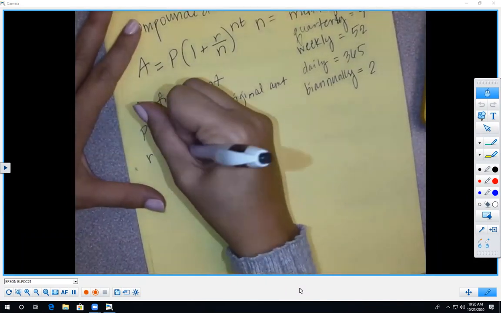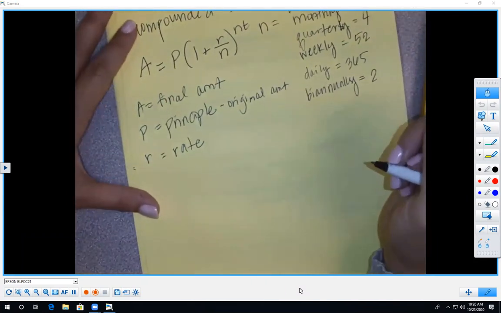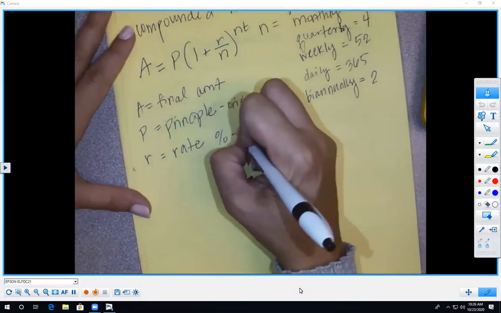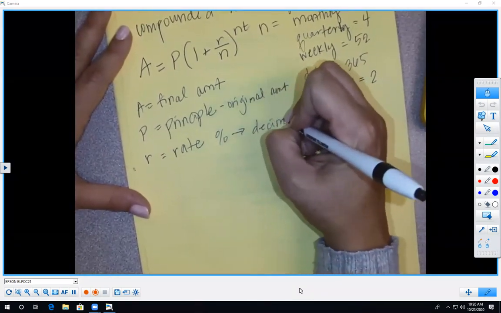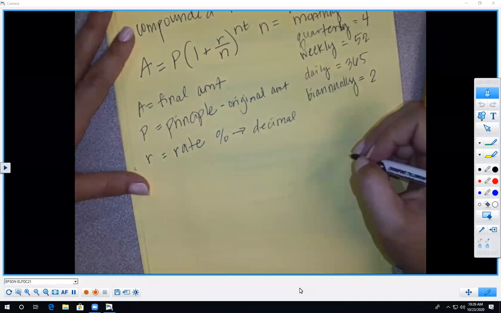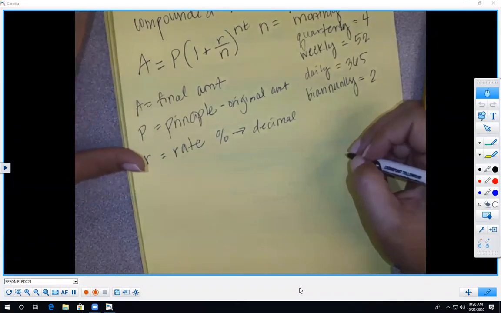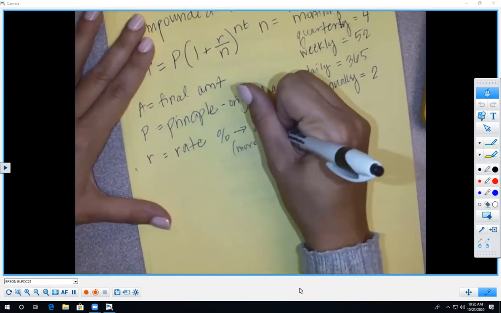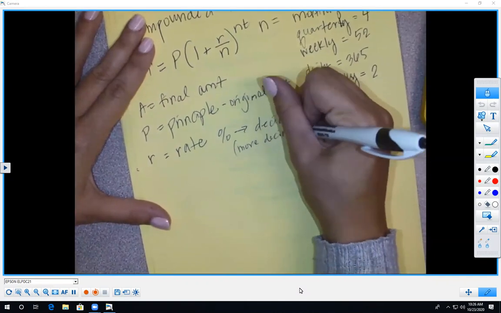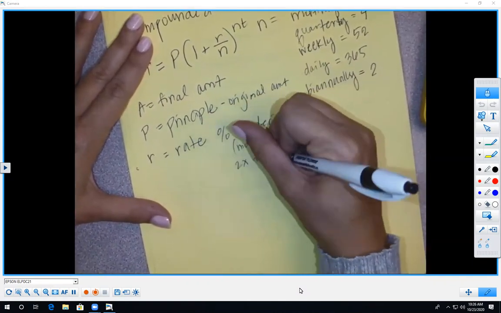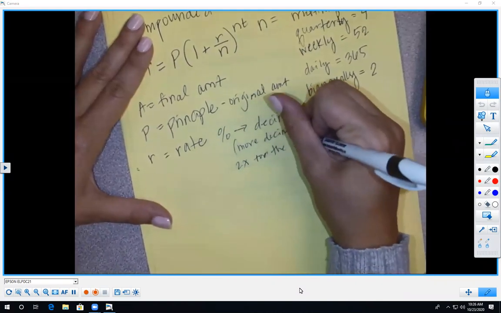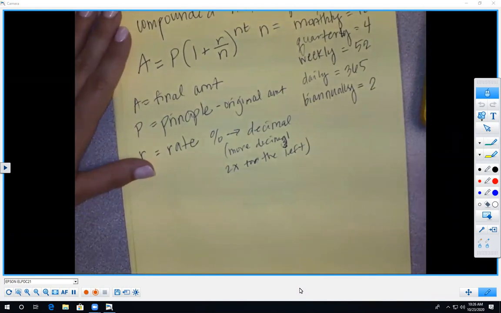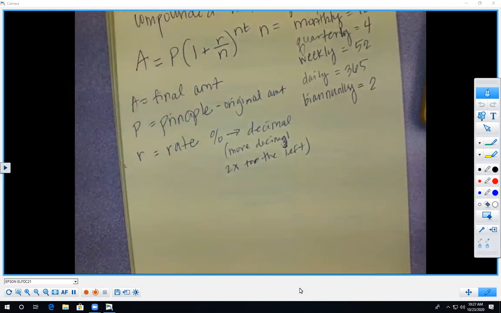The r is a rate, and your rate's given to you as a percent, and you have to make it into a decimal. Just a reminder, your percent needs to turn into a decimal. How do I change a percent to a decimal? Move the decimal to the left 2 times. So for example, 5% would be 0.05, 20% would be 0.2, so on and so forth.